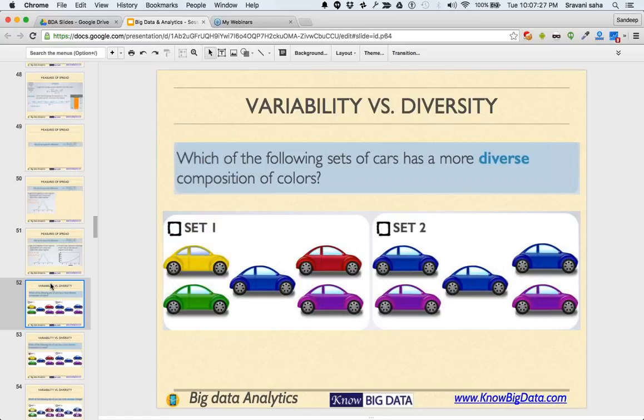For example, you have got set 1 and set 2. Which of the following sets of cars has a more diverse composition of colors? Which one is more diverse with respect to colors? Anyone out of set 1 and set 2? Yes, Mehdi? Out of set 1 and set 2, which one is more diverse?